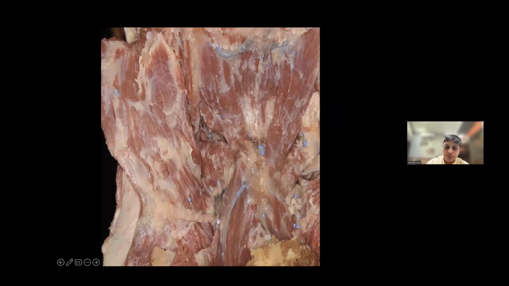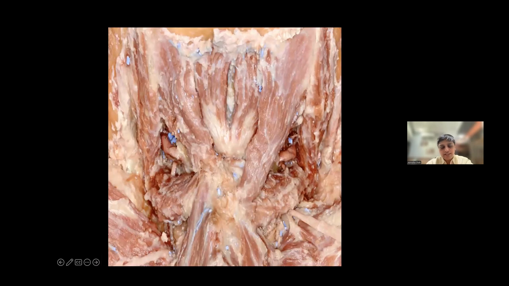So you see how the spinous process of the C2 has so many muscular attachments to it. So this is the superior oblique, this is the inferior oblique, this is the rectus capitis posterior major, and this is the rectus capitis posterior minor. Now let's look at the contents of the suboccipital triangle. So the floor of this triangle is formed by the posterior atlantoaxial membrane.